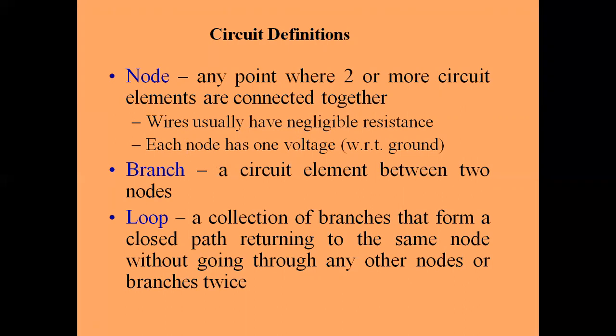So what is a node? Any point where two or more circuit elements are connected together is called a node. It is simply the junction point of two different elements. Wires usually have negligible resistance, and each node has one voltage with respect to ground. So different elements are connected with each other, and the common point between those two elements is called the node.